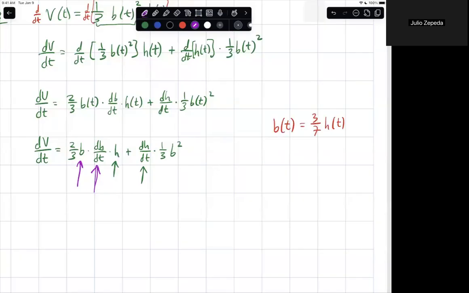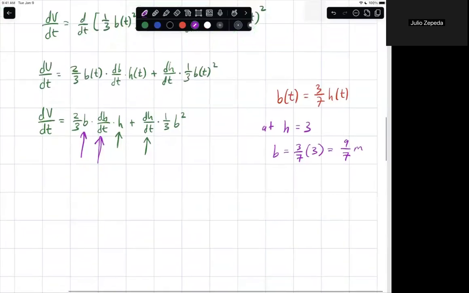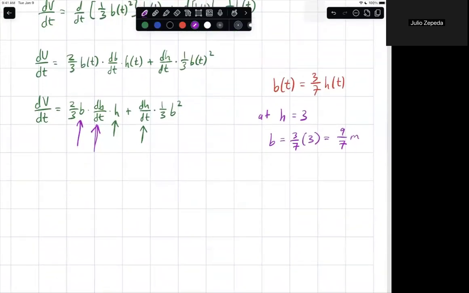At h equals 3, when the height is equal to 3, the base b is equal to 3/7 times the height, which is 3. So using this relationship of the similar triangles, we can figure out that the base length is 9/7 of a meter. Okay, and then what about db/dt?